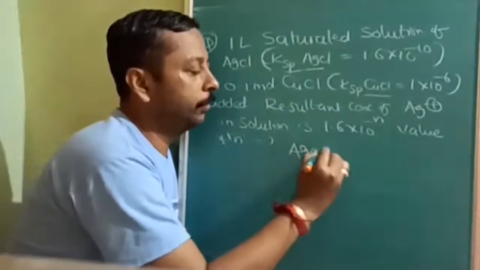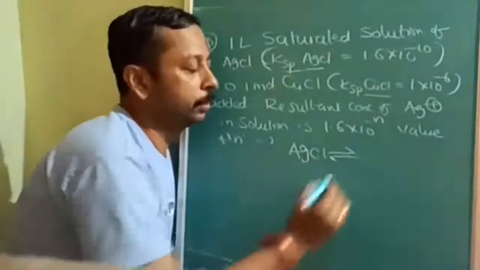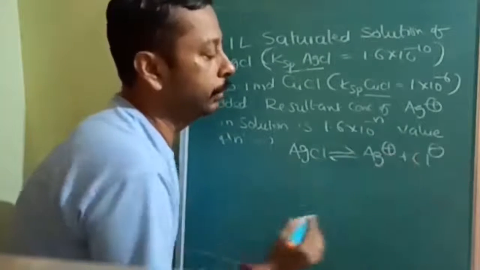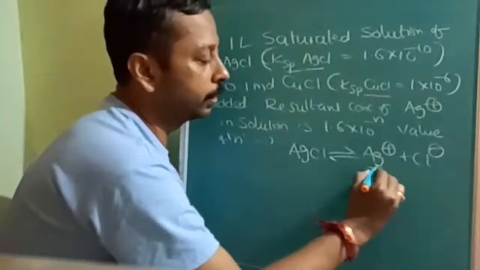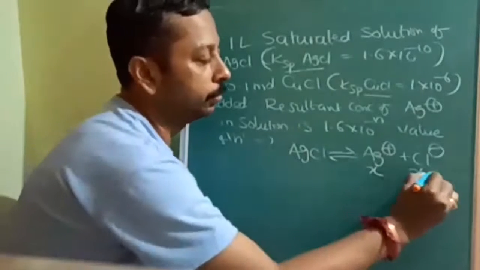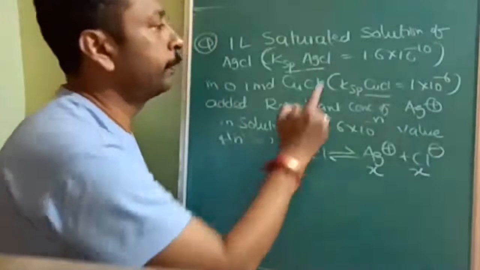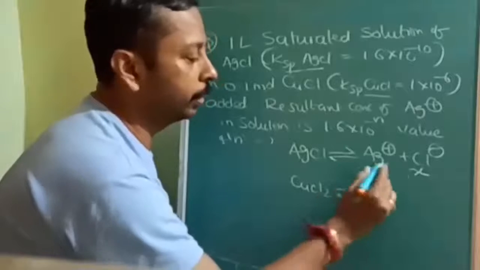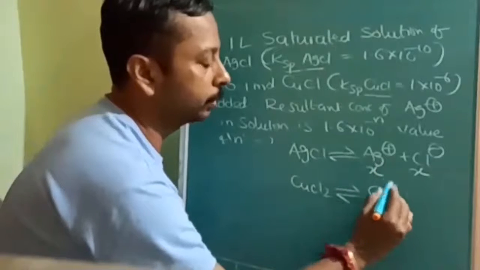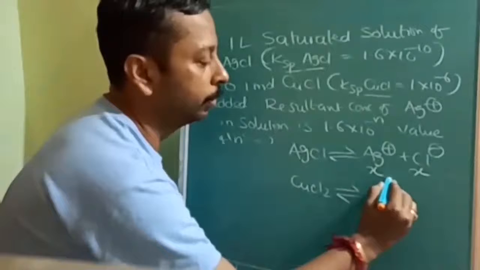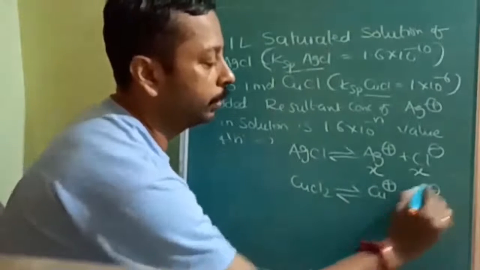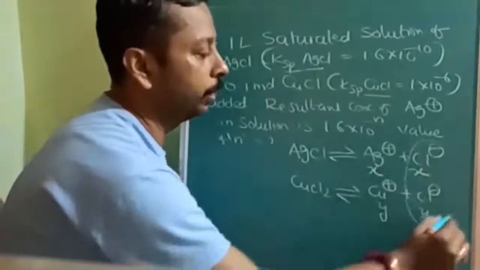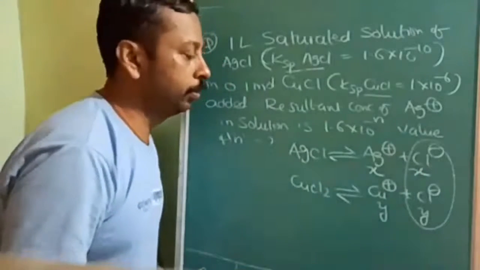Now listen carefully, this is the procedure you have to practice. This will be Ag+ and Cl minus. If its solubility is, let us take, X, this will also be X. And CuCl, its solubility will be different. You can take S1 and S2 also, or X and Y, no problem. Cu+ and Cl minus: this is Y, this is Y. And all together in one place only, so the Cl concentration you have to substitute together.